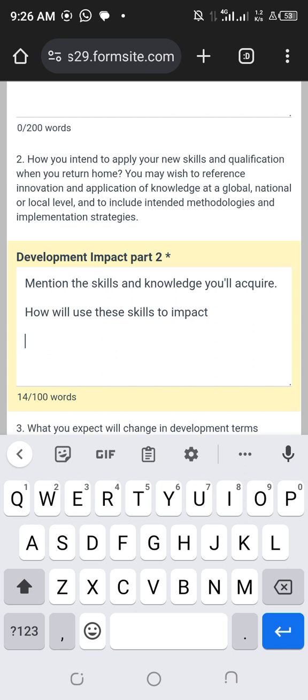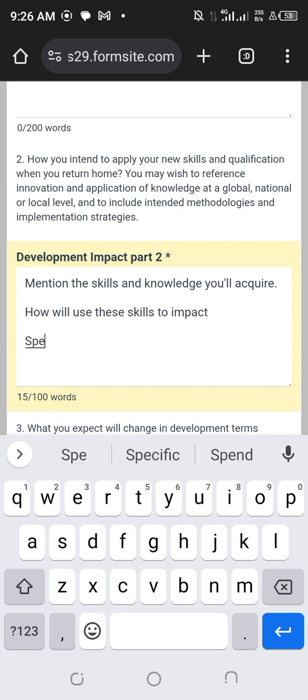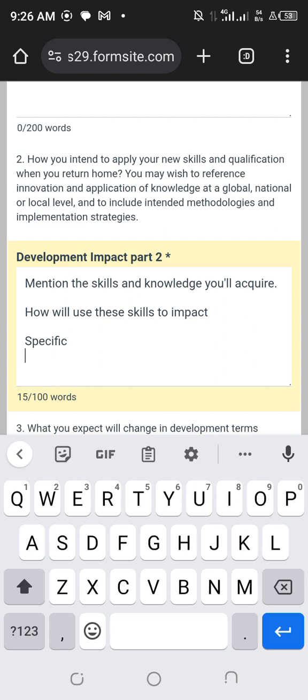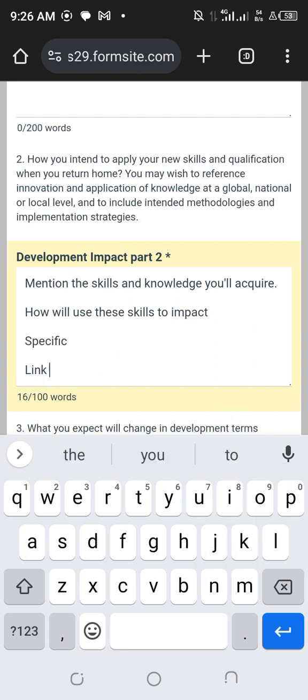And then another thing, don't forget to be very specific. Don't give general answers. Then also remember to link your goal or what you do to your CSC teams. That's your Commonwealth Scholarship Commission team. Don't forget. Okay? So be very direct. Give very direct and very strong examples. Very, very important.